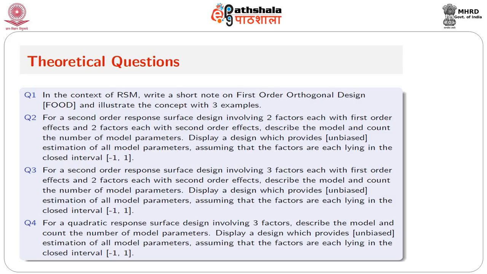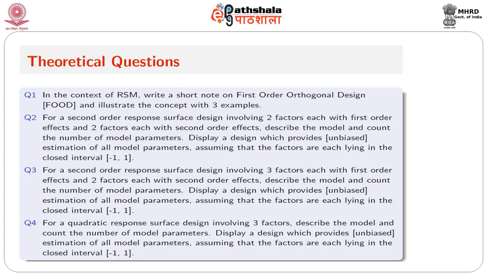So here it reads, for a second order response surface design involving 3 factors each with first order effects and 2 factors each with second order effects, we need to describe the model and count the number of model parameters. Very good. Here also we need to display a design which provides again unbiased estimation of all model parameters. And here we will assume that the factors are each lying in the closed interval -1 to 1. Yeah, I would say both the questions 2 and 3 are good exercises in the form of linear models. Yes. Estimability, basically estimability of the model parameters given a description of the model. Okay. Absolutely. What is question 4?